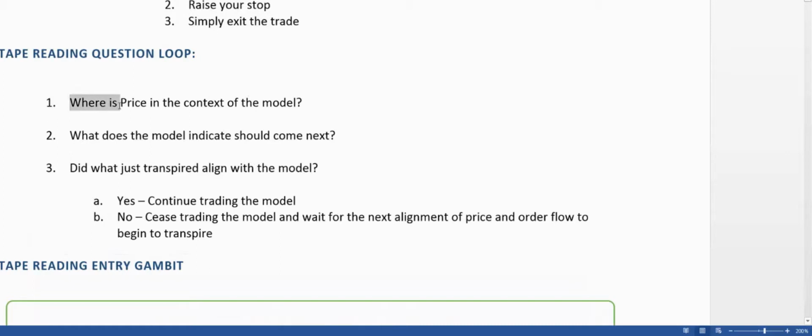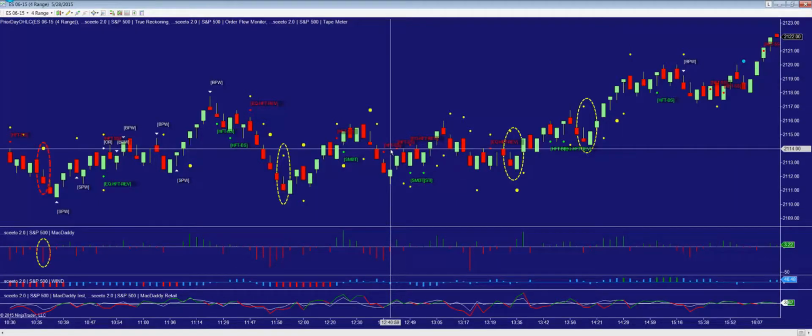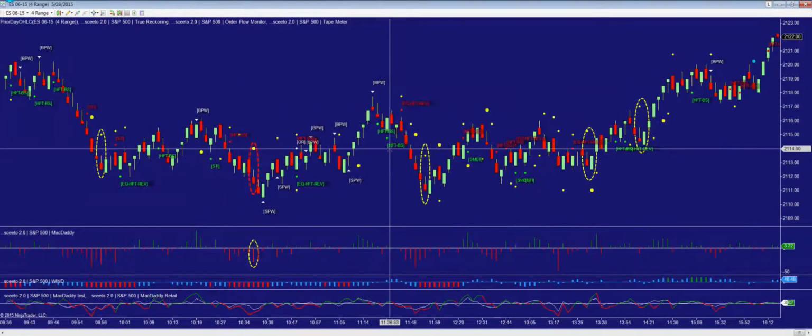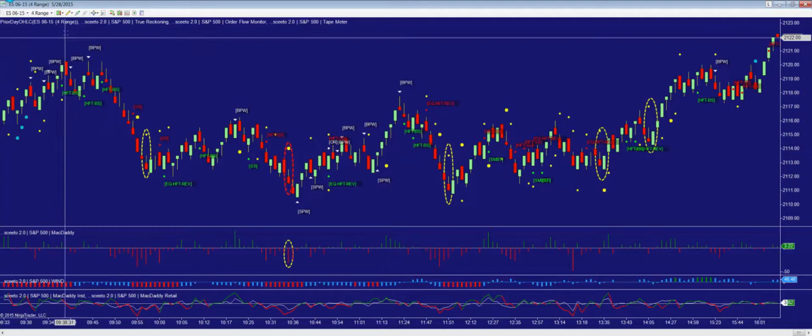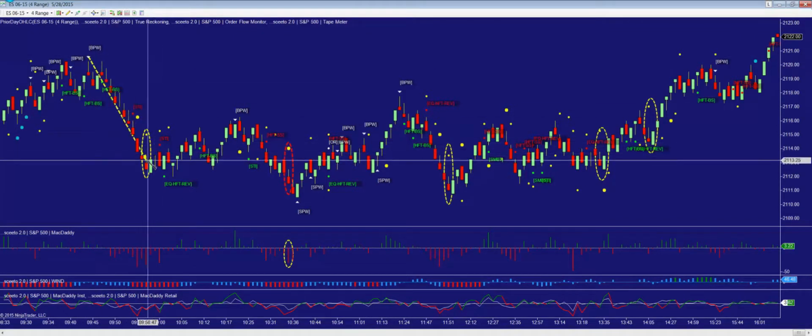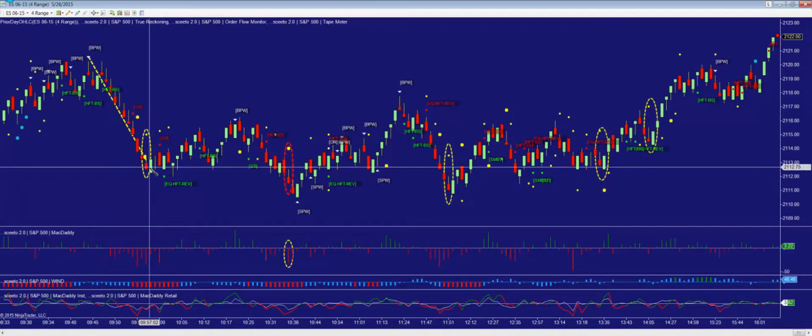1, where is price in the context of the model? When you open up a chart, you should be able to pretty much readily say, oh, I know where I am in the model, right? Here I am in the downtrend. If this is in fact the downtrend and I'm looking for a head and shoulders pattern, then I'm expecting this may not be the lowest low.